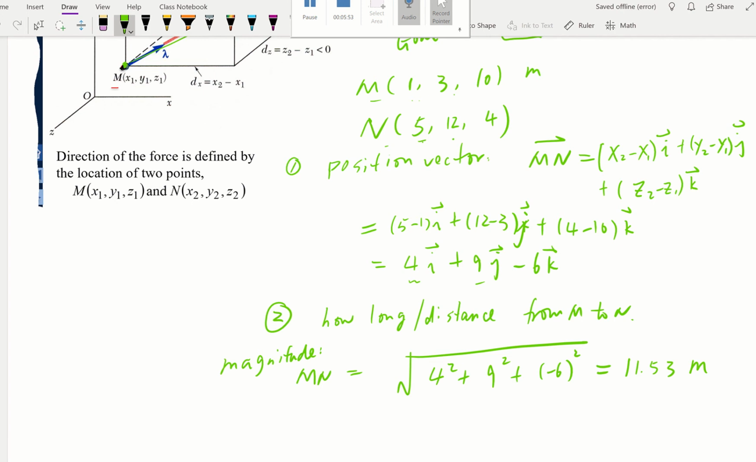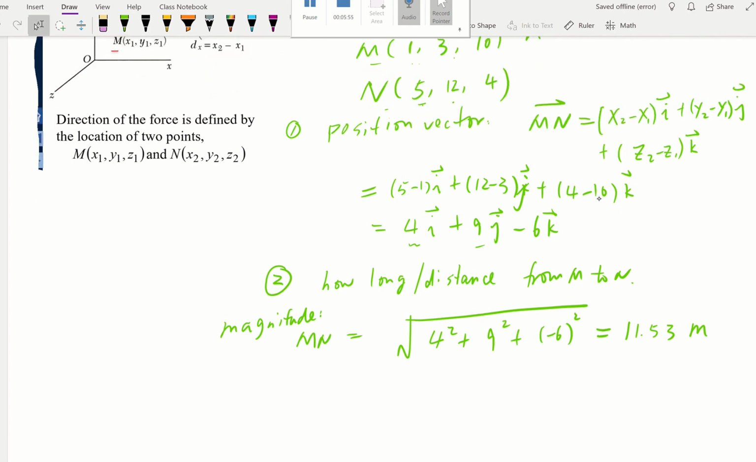So now we know the position vector in 3D form in this first step. We also figured out the distance from M to N. Now the third thing we're going to figure out: we're trying to find a unit vector, lambda, and this unit vector is going to describe the direction from M to N.